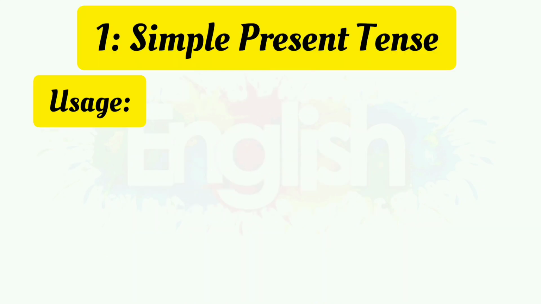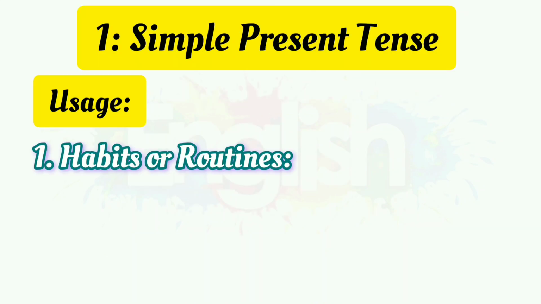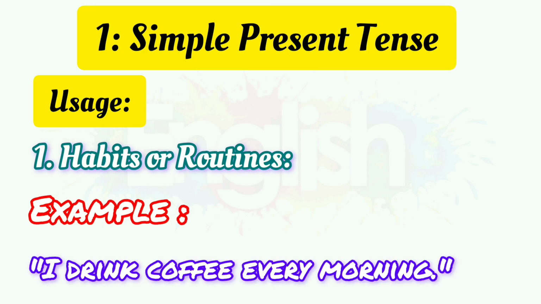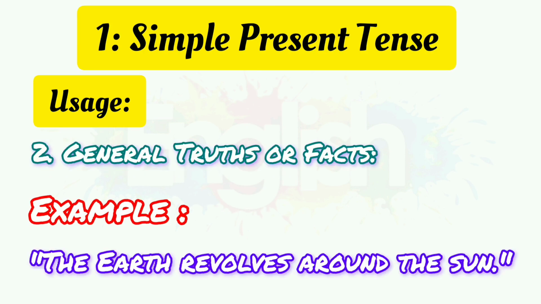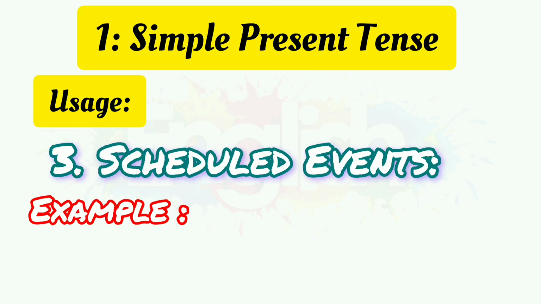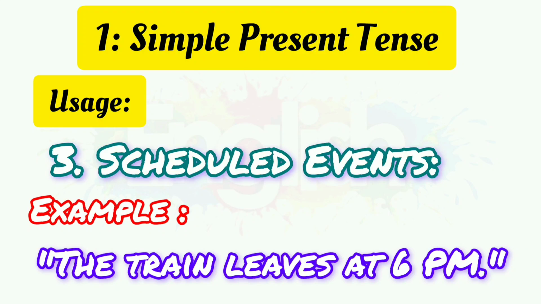1. Simple present tense usage. 1. Habits or routines. Example, I drink coffee every morning. 2. General truths or facts. Example, the earth revolves around the sun. 3. Scheduled events. Example, the train leaves at 6 p.m.